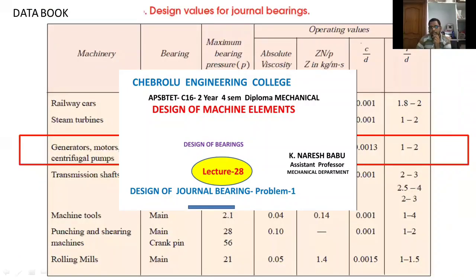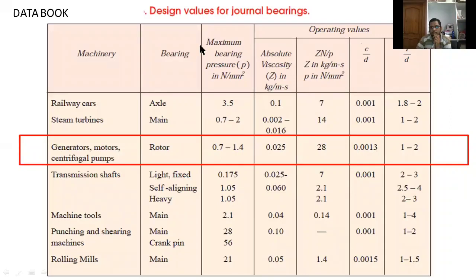This is the data handbook table. These values are for journal bearings. These are the machinery types. These are the applications of bearings in different machineries, and this column shows the type of bearing. This column shows maximum bearing pressure, and this column shows absolute viscosity. Here the absolute viscosity is in kg per meter second.